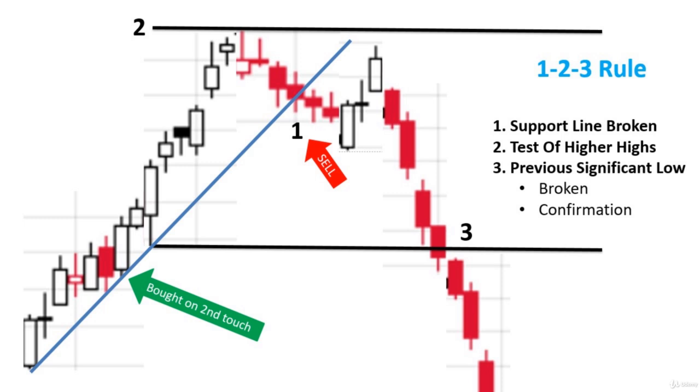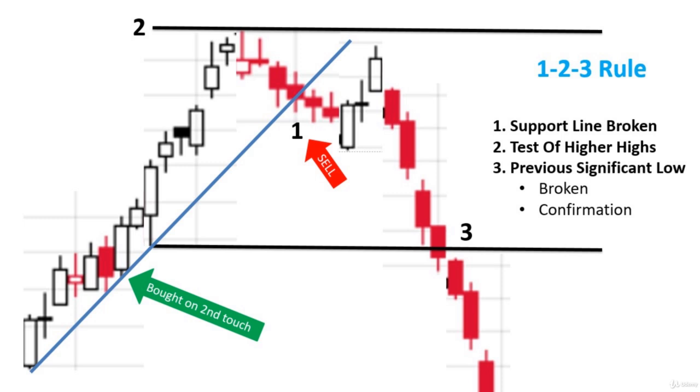First thing you do is, in order for the 1-2-3 rule to be activated, you have to have the support line broken, right? That's the whole idea. You're trying to see if this is a false signal. So first step, it's got to be broken, and you could sell right there. That's always the established rule. You could just sell there.